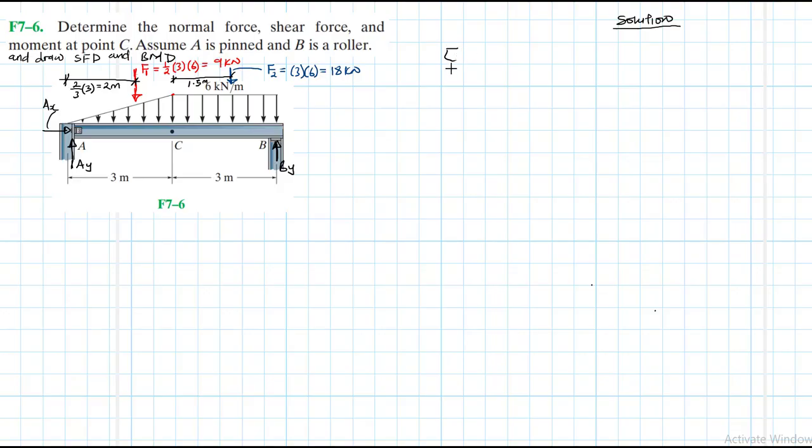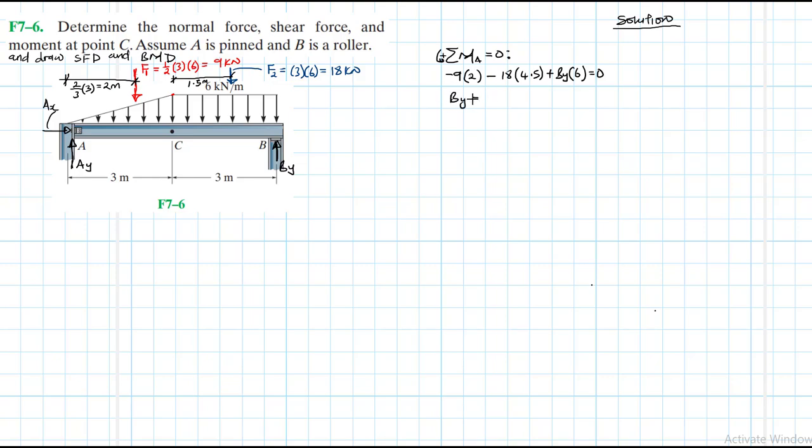So what we need to do now quickly is to apply the equations of equilibrium. Summation of moments about point A equal to 0, and clockwise being our reference. What do we have? We have F1, which is clockwise negative, so it's minus 9 times the lever arm, we said is 2. And then we have another one which is giving us a negative moment, which is 18 by, what's the lever arm? That's 1.5 plus 3, which is 4.5, and then plus By times the lever arm, which is 6, therefore equal to 0.